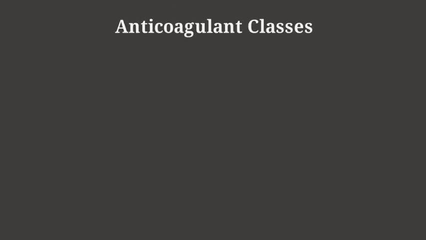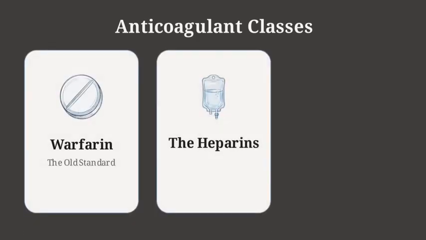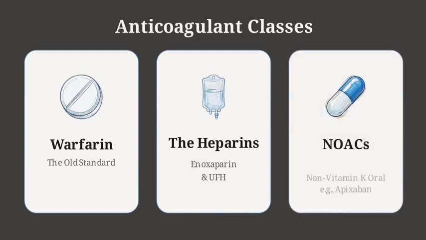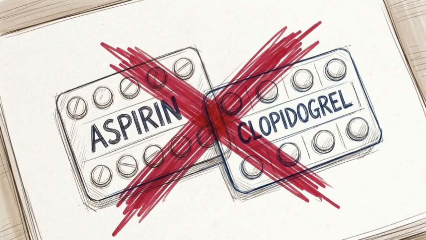To fix this, we need to look at the three main drug classes actually available to you: the old standard, Warfarin, the heparins, which include enoxaparin and unfractionated heparin, and the newer non-vitamin K oral anticoagulants, or NOACs. Selecting the right drug comes down to scenario matching based on the patient's organ function, prioritizing physiology over the age of the medication. Before we build that selection system, we need to clear the field.